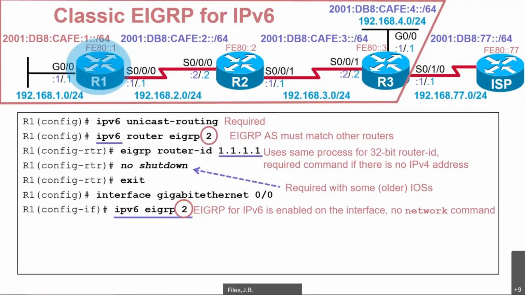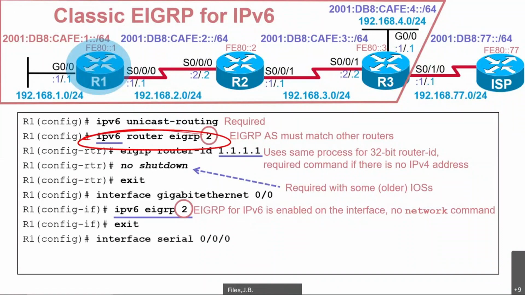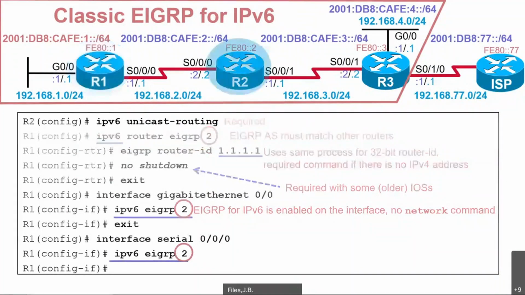Now, strictly speaking, you actually don't really have to do this because as soon as you create this, all IPv6 interfaces are going to participate automatically. But it's good practice to do it anyway. Okay, so that was R1.